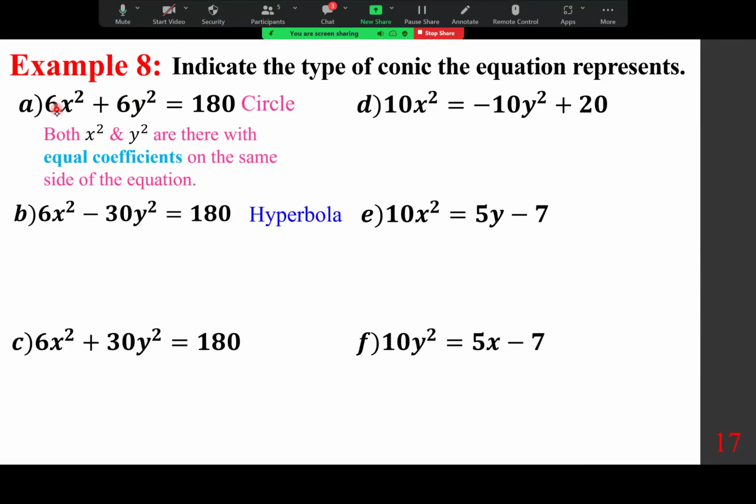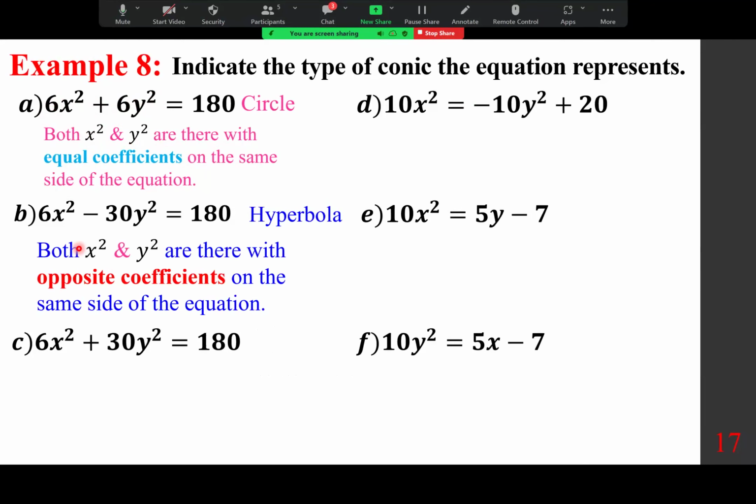Part B is a hyperbola. Again, they both have x squared and y squared, with opposite coefficients on the same side of the equation. If it's on the same side, they just have to have opposite signs. One is positive, one is negative. Doesn't matter which one. 6x squared plus 30y squared equals 180.